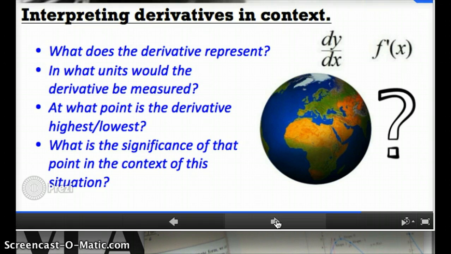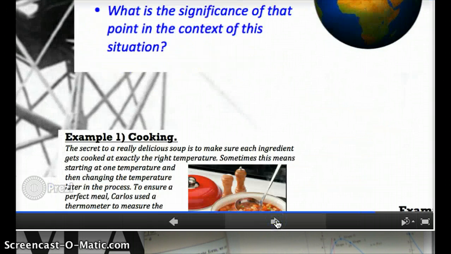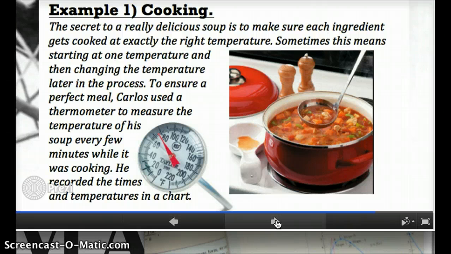These 4 questions are the kinds of questions that I'm going to be asking in this video, and the kinds of questions that I expect you to be able to answer given a real-world situation. Let's look at our first example. This is an example about cooking. Go ahead and read the example out loud to yourself.